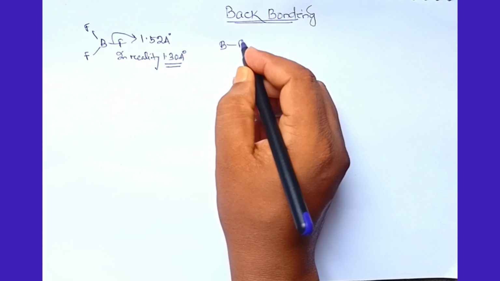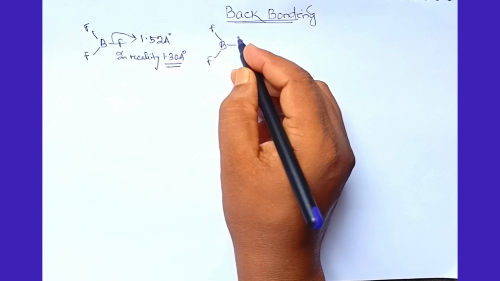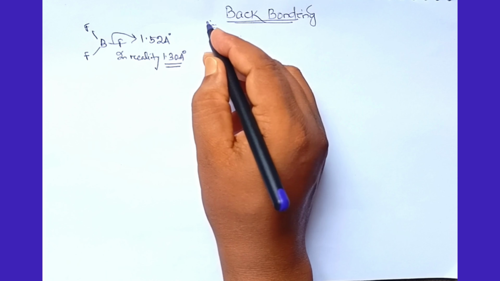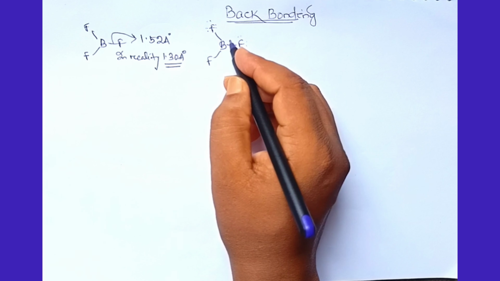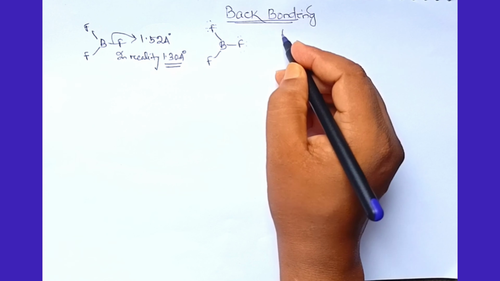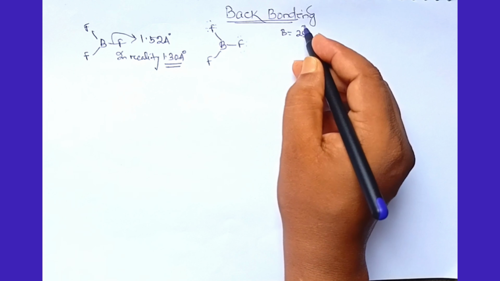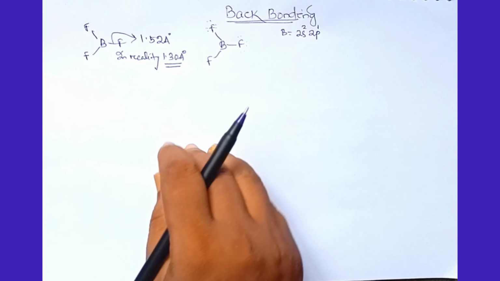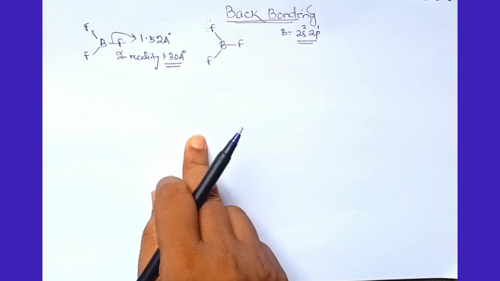So let's draw the structure of boron trifluoride. In fluorine there are 3 lone pairs, but in boron there is a vacant p orbital. Are you getting my point? Boron has the outermost electronic configuration 2s2 2p1. Are you getting my point? So there are 3 outermost electrons.